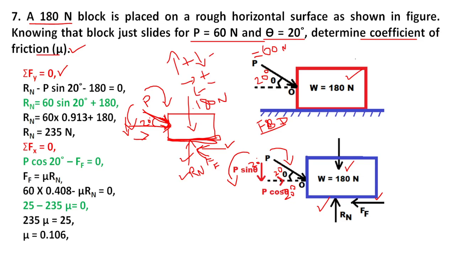Rn is a vertical force, upward is positive. Next, P sin 20 is downward, negative. Next is minus 180. In total there are 3 vertical forces. So Rn is positive, and the other 2 are negative, and the sum equals 0. So Rn is equal to 60 into sin 20 plus 180. P is 60 Newton, sin 20 is 0.913. Solving, Rn is equal to 235 Newton. This is the normal reaction force, 235 Newton.